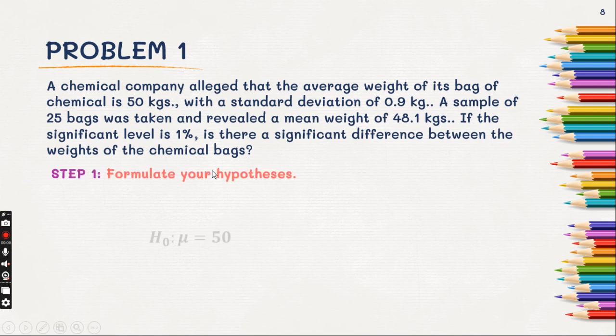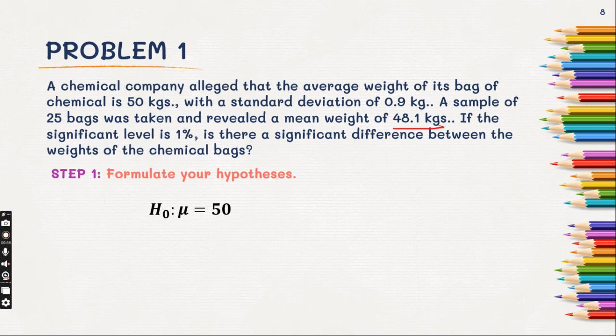So for step number one, again we have to formulate our hypothesis. For our null hypothesis, we write that the population mean is 50. So we have here our mu, which is our population mean, equal to 50. And then based on our problem, it says that 25 bags were taken and revealed a mean weight of 48.1. What do you think will be our alternative hypothesis?